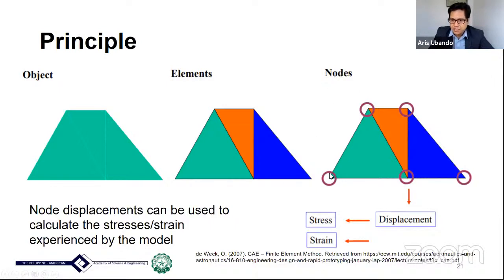because the nodes are where the equations are being solved. So, of course, if we want an accurate solution, we would want to have more nodes, or smaller elements, and that would give us a better accuracy of the solution. However, we also have to balance the computational time, because the more nodes we have, that would entail more simulation time.